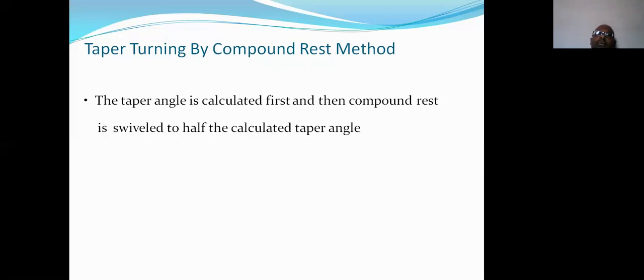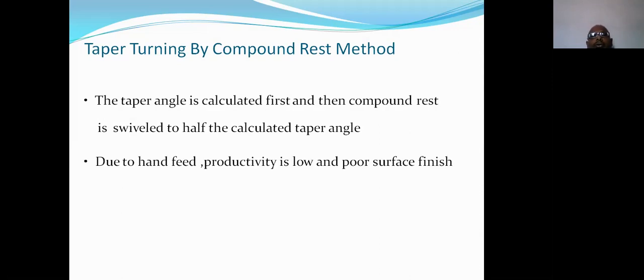By using this formula, the taper angle is calculated first and then the compound rest is swiveled to half of that angle. Why is the compound rest swiveled to half of the angle? Because of that rotation, both sides of the job are in contact with the cutting tool. That is the reason why the angle of swivel or rotation of the compound rest is half of the calculated taper angle.